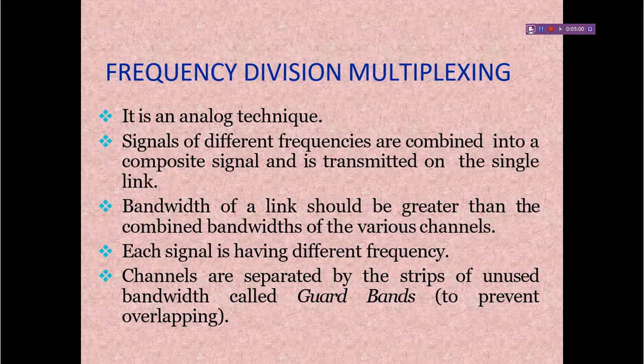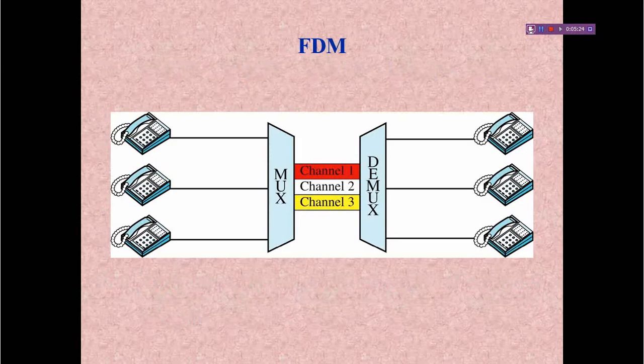And each signal has a different frequency. Channels are separated by a strip of unused bandwidth. Means when different channels send different signals, the channels are separated by unused bandwidth that is known as guardband to prevent overlapping. Okay. So this is the example here. Three devices and three channels are separated using the gap that is known as guardband. This is the guardband. Okay.